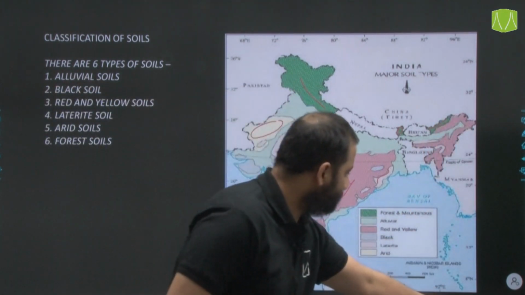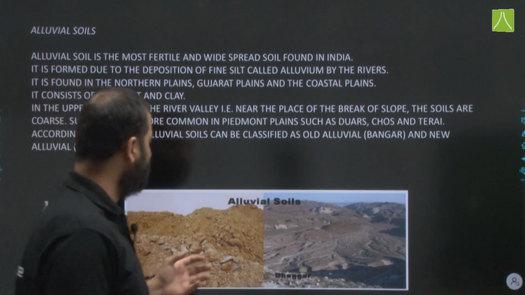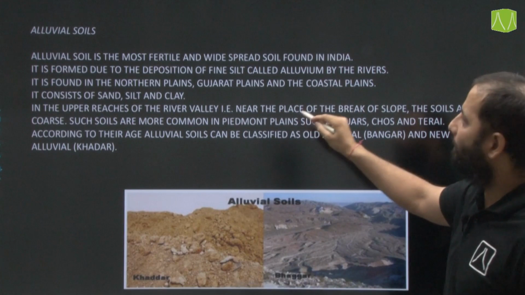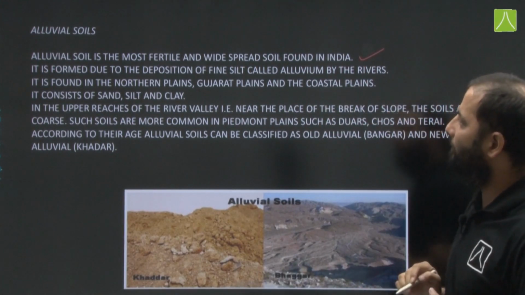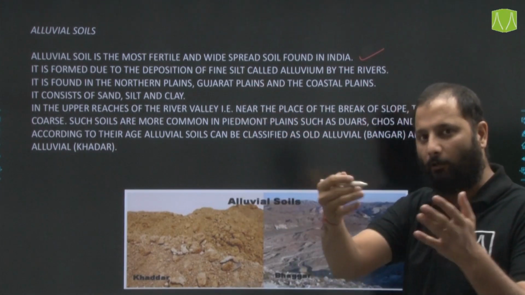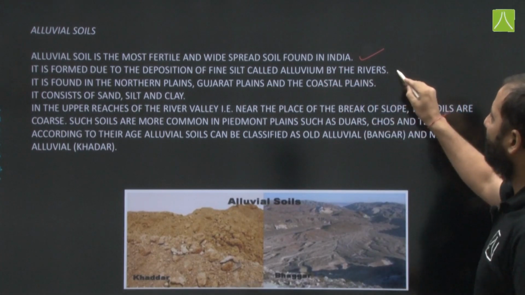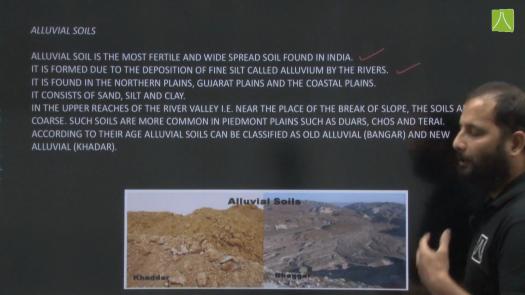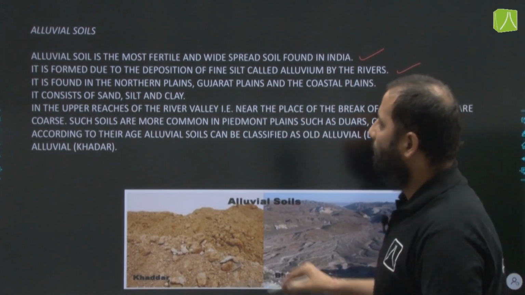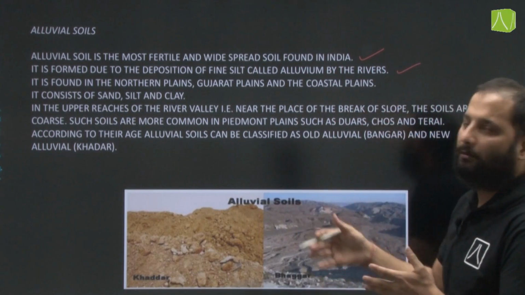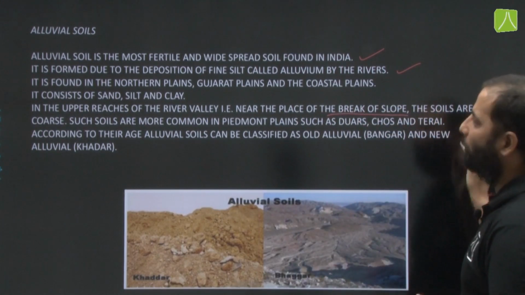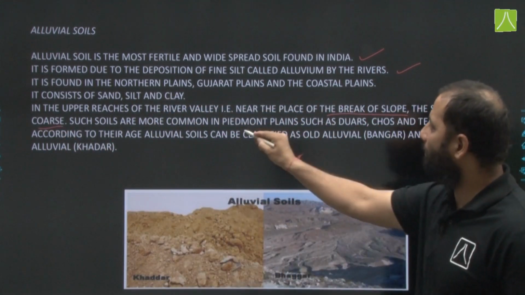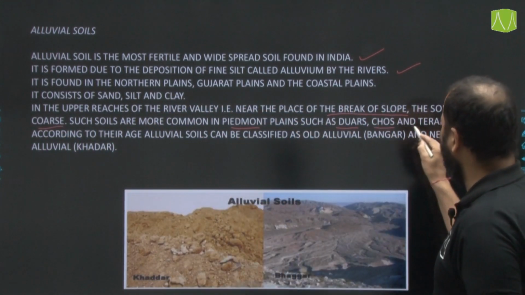So now next is about different types of soils. First, as you can see, we are talking about alluvial soil. It is the most fertile and the most widespread soil found in India, formed due to the deposition of fine silt brought down by the rivers, called alluvium. Found in northern plains, Gujarat plains and the coastal plains, it consists of sand, silt and clay. In the upper reaches of the river valley, that is near the place of the break of the slope, the soils are coarse, that is thick gravel. Such soils are more common in Piedmont plains such as Duars, Chos and Terai regions.